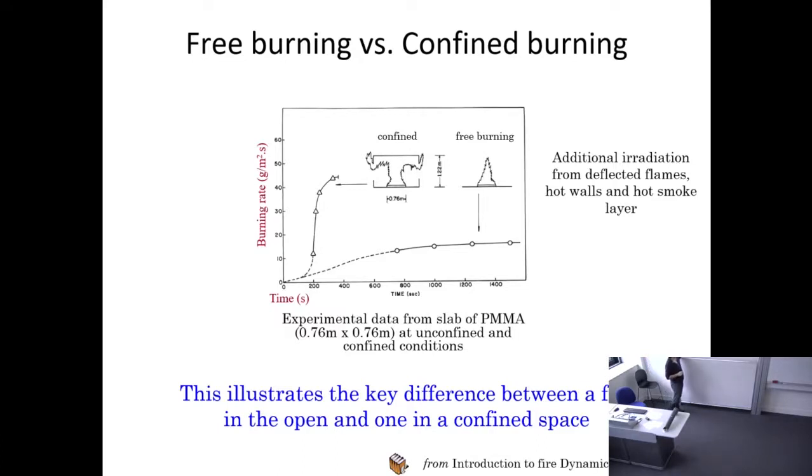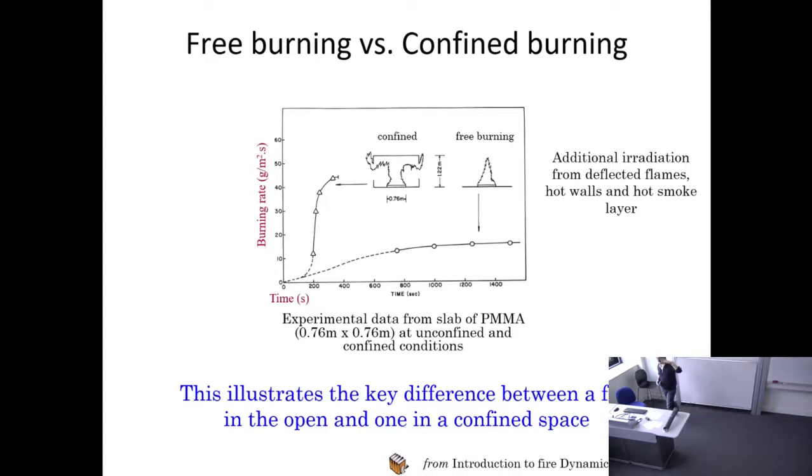So there's this famous experiment, with these two curves, where exactly the same slab of material was burned in the open, it's a small slab, or with a ceiling on top. And this one over here is when it's burning in the open, and this massive transition over here is what happens when you have a ceiling on top.